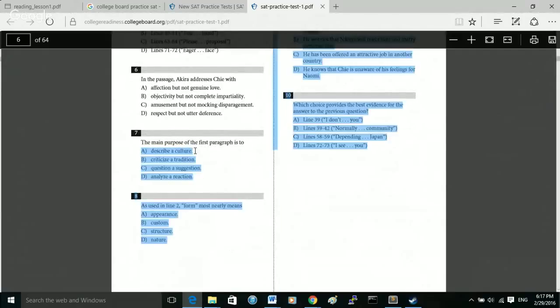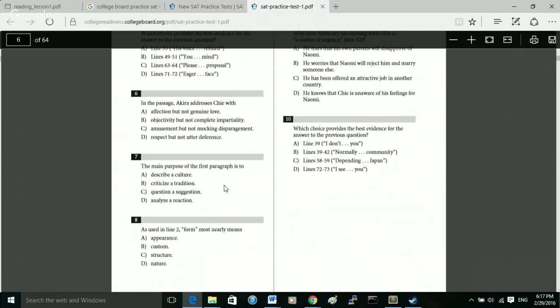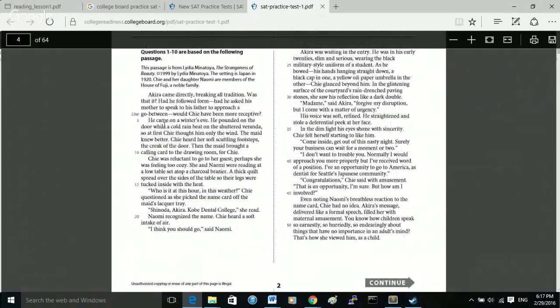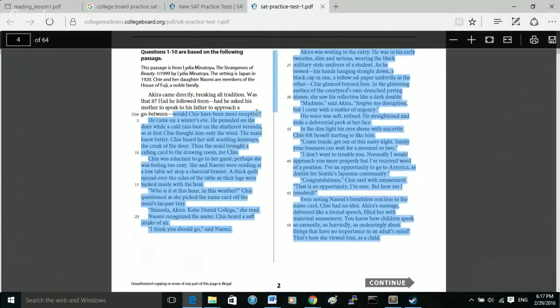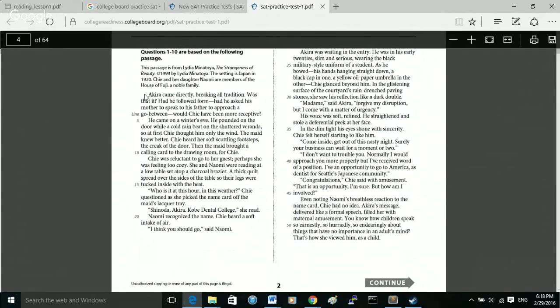So is that paragraph trying to describe a culture? Maybe. It does mention a culture, so we'll leave that there. So answer choice B. Does it try to criticize the tradition? Let's look back to see if he actually criticizes the tradition. He may have broken the tradition, but nowhere in this paragraph does he actually say it. Does the paragraph show that they're mad because he broke the tradition?